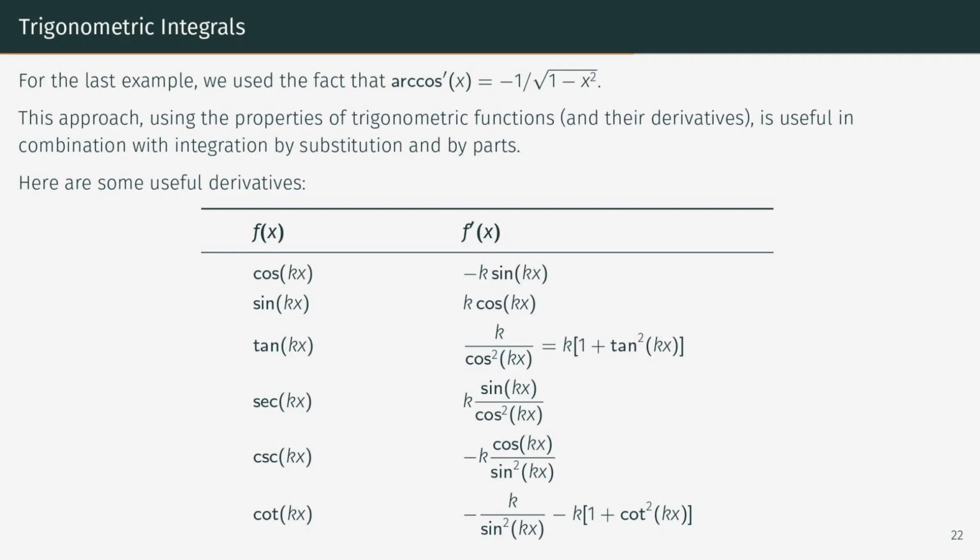The cosecant of kx has the derivative negative k cosine of kx over the sine squared of kx. And finally, the cotangent of kx has the derivative negative k over sine squared of kx, which is minus k times 1 plus the cotangent squared of kx.